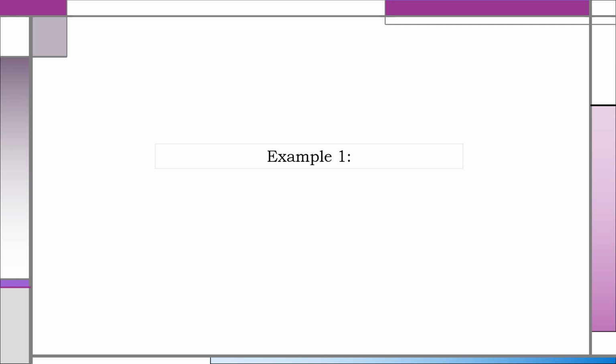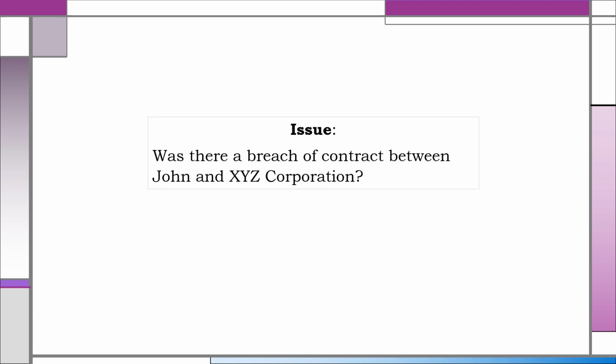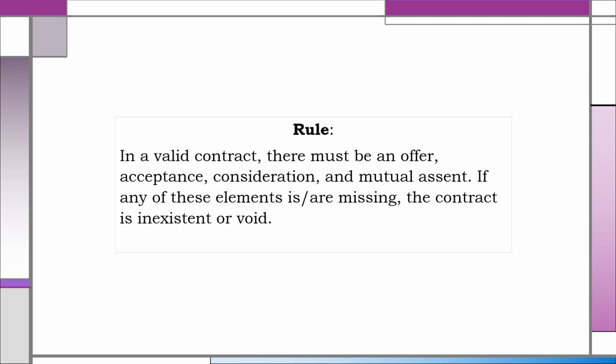Example number 1. Issue. Was there a breach of contract between John and XYZ Corporation? Rule. In a valid contract, there must be an offer, acceptance, consideration, and mutual assent. If any of these elements is or are missing, the contract is inexistent or void.